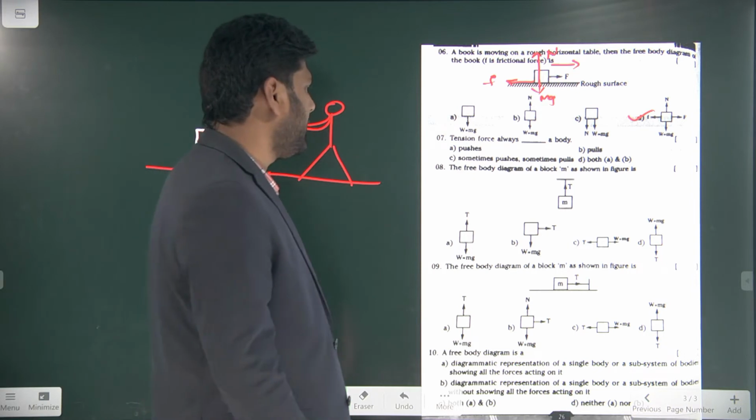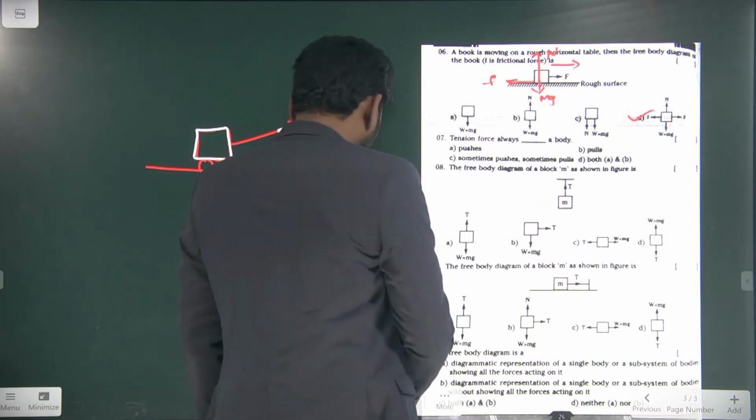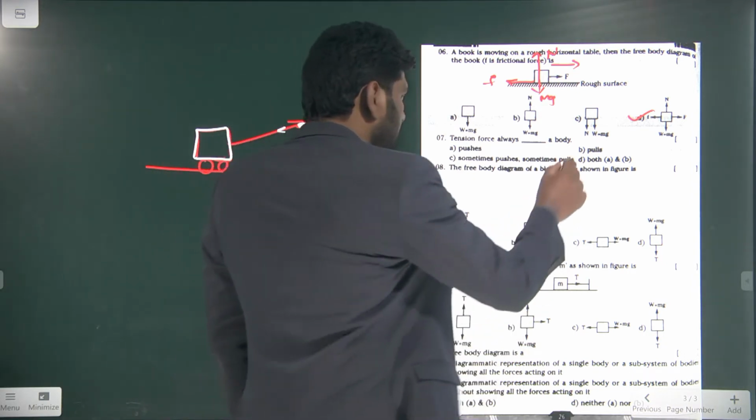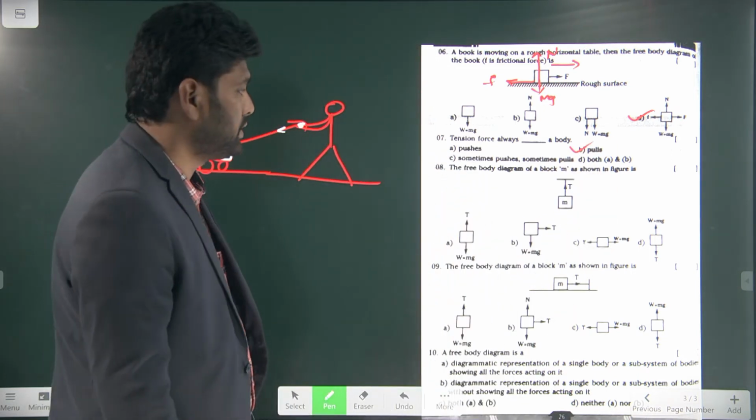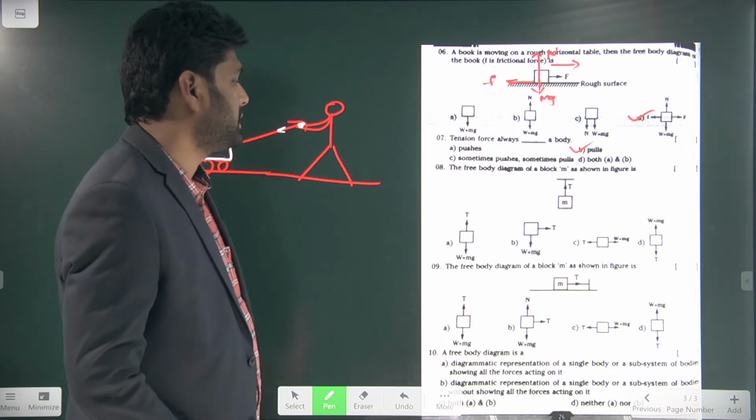So what is the answer here? Tension force is always what kind of force? Pulling force only. Tension force is always a pulling force, not a pushing force. Understand?